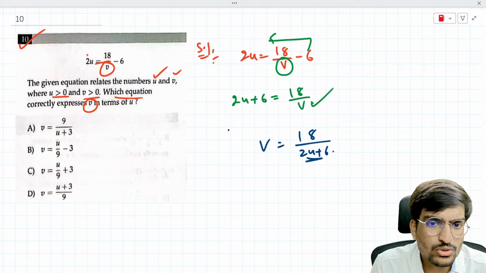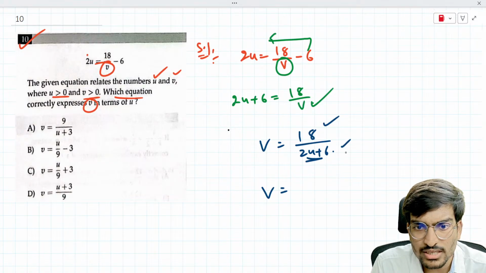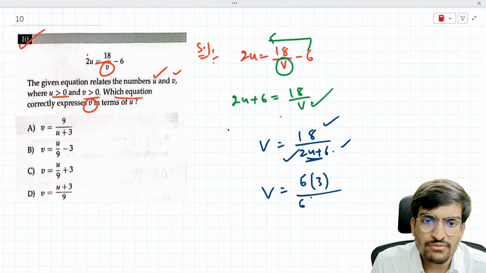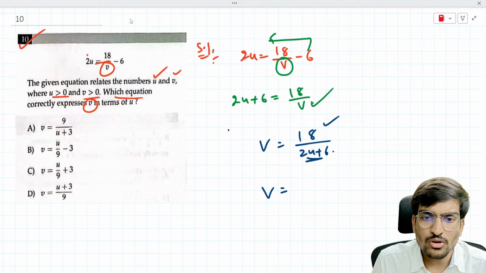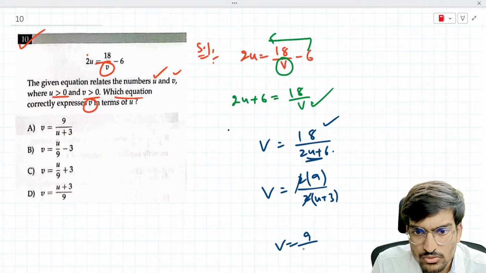We have u on the top actually. Okay, we have u on the bottom also, in the denominator. So we can take something like 6 common. If we take 6 common, 6 into 3 and 6 into... no, we just have 2 in the 2u, so we can't take 6 common. I'll just take 2 common, 2 into 9 and then 2 into u plus 3. So 2 out, v equals 9 by u plus 3.